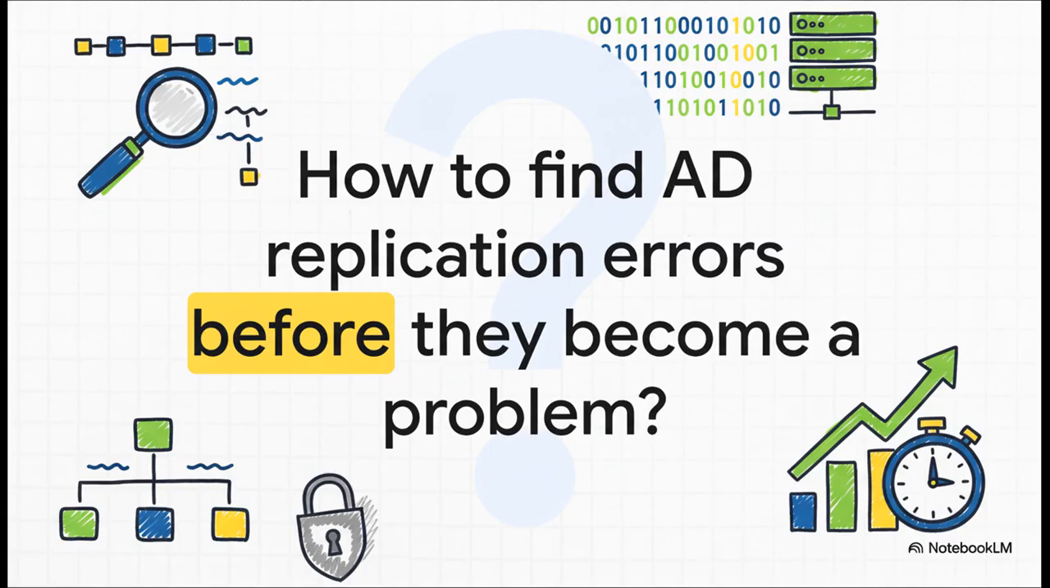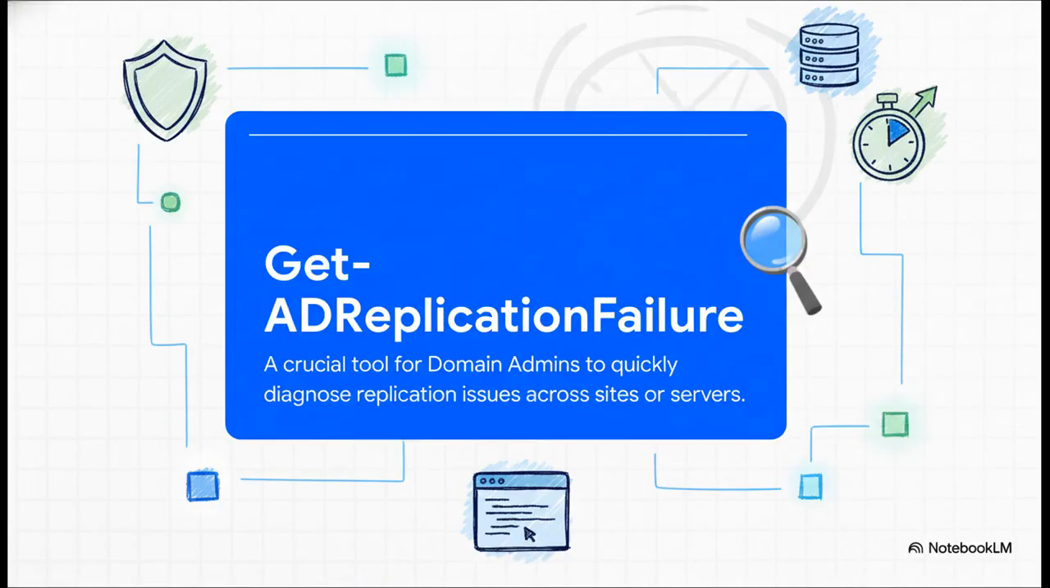Okay, now for a really critical one for any domain admins out there. In Active Directory, replication health is everything. A silent replication failure can spiral into total authentication chaos. So how do you proactively find these errors before your users start calling and the help desk tickets pile up? The answer is Get-ADReplicationFailure.